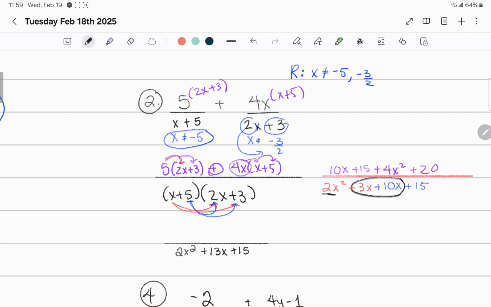For the top, we don't have another x squared, so we can just start with that, 4x squared. And then we have nothing else that has just x, so we can do plus 10x. And then 15 and 20, we would put them together because they don't have x's. 15 plus 20 is 35. So that is your answer, plus our restrictions cannot equal -5, -3/2. So that is our answer.